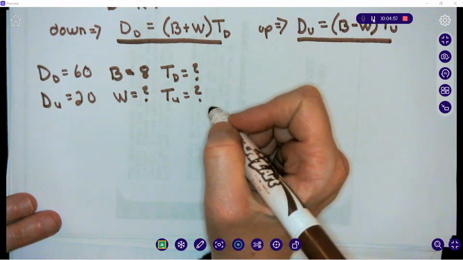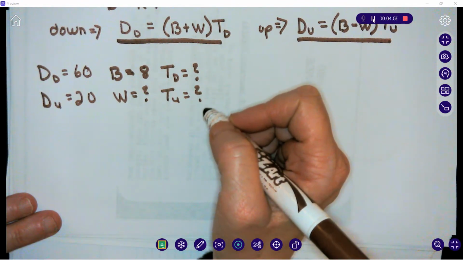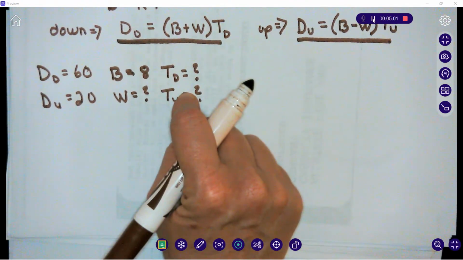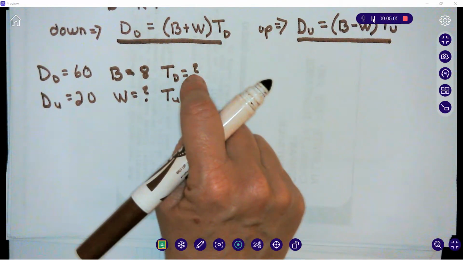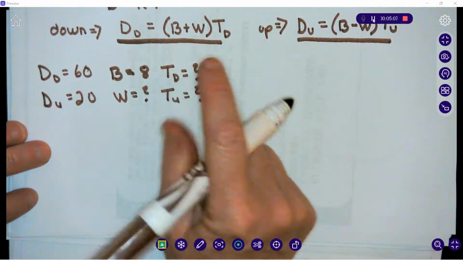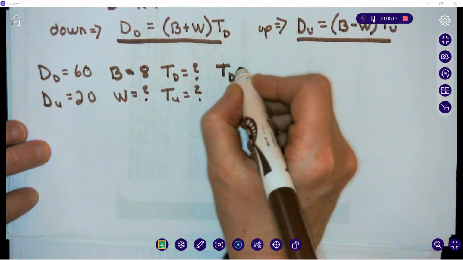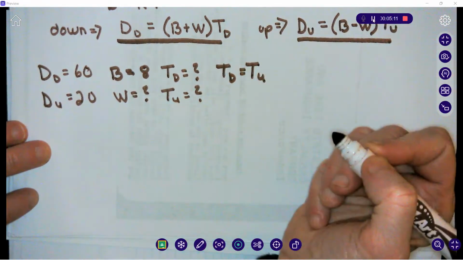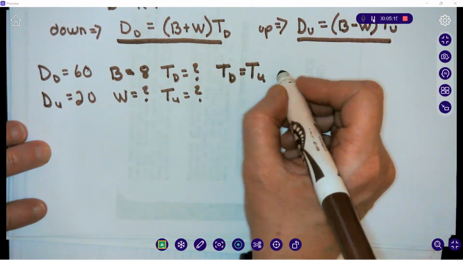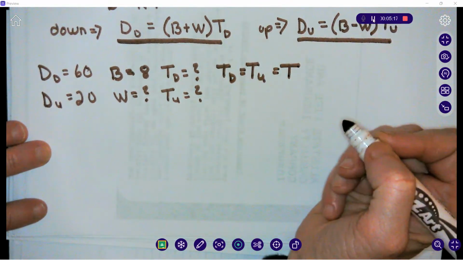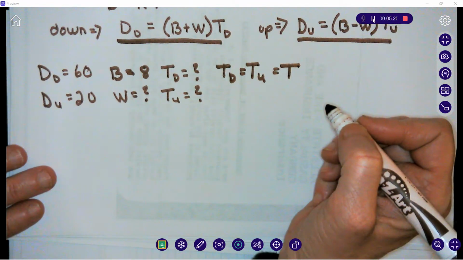So let's put in what we know. We know that the time is the same because it said Robert and Clay could go 60 miles downstream in the same time that it took them to go 20 miles upstream. So our time downstream is equal to the time upstream. So for the sake of this problem, we're just going to call the time just t. Okay, so now let's fill in what we know.